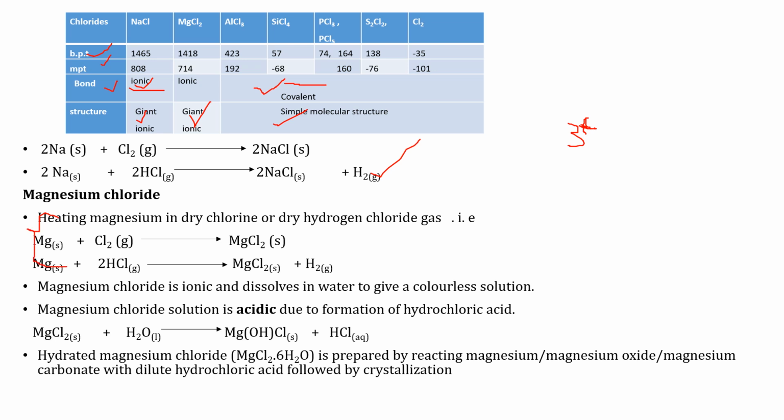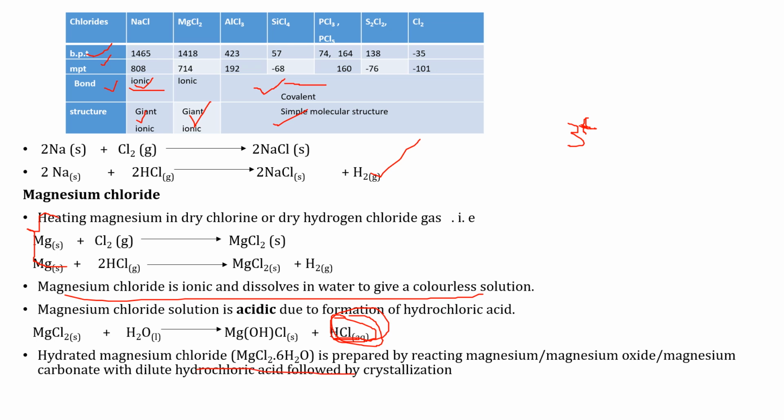And magnesium chloride is ionic and dissolves in water. Since it's ionic and dissolving in water, we expect it to form an acidic solution. The acidic solution is due to the formation of hydrogen chloride. Hydrogen chloride dissolves in water to form hydrochloric acid, and in solution, hydrochloric acid ionizes. On ionizing, hydrochloric acid releases protons in solution. The protons in solution are responsible for making the solution acidic.